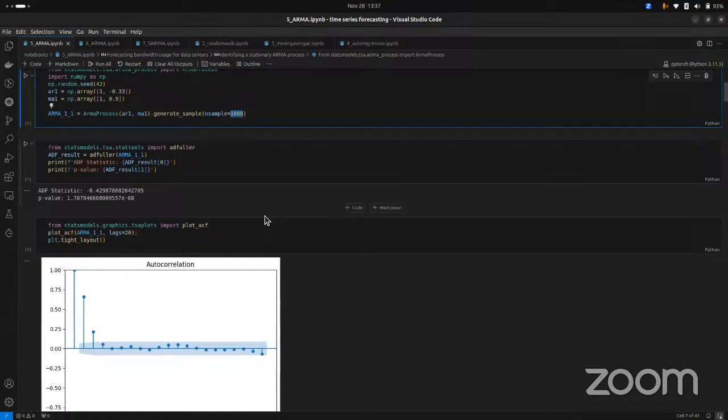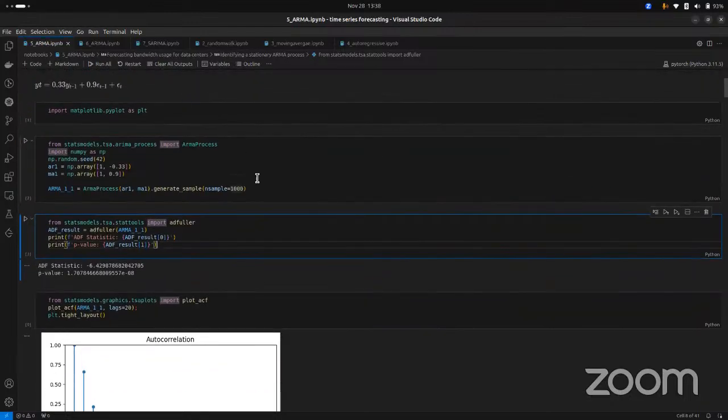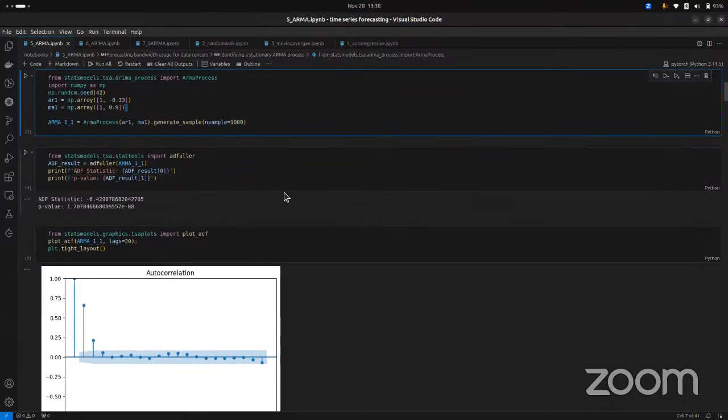If we do the test for stationarity, the null hypothesis of the ADF test is that the series is not stationary. If we have a p-value less than 0.05, we reject the null hypothesis and say the series is stationary. Since we are simulating an ARMA process, we're always going to have a stationary series, and that's why we have this low p-value.